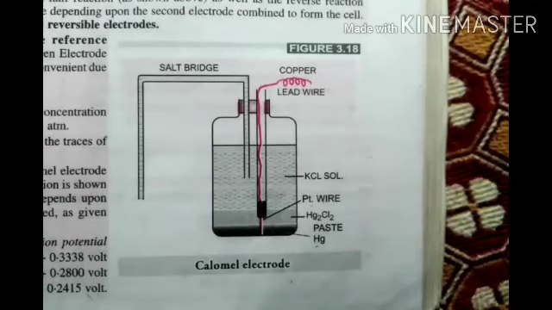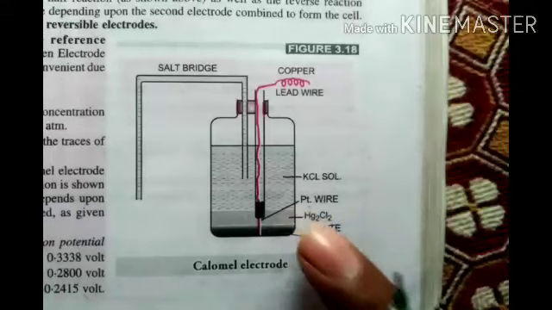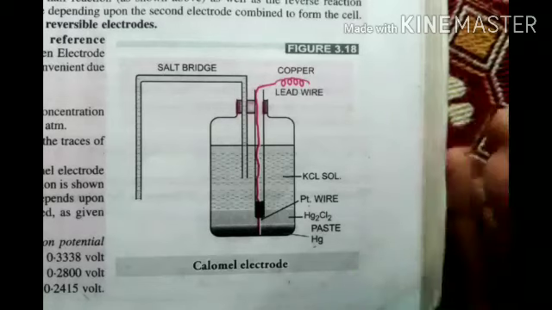This is also called the normal hydrogen electrode, but we are not using hydrogen anywhere, yet we have to call it that. Using gaseous electrodes is difficult, handling is difficult. That's why they use this one. For some gases also they will use it. The concentration of KCl is 0.1 M.